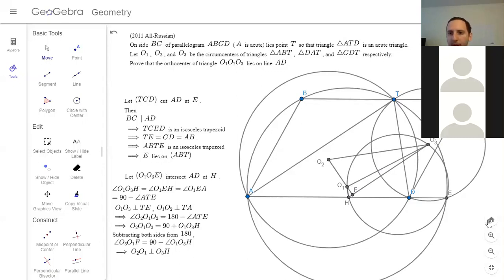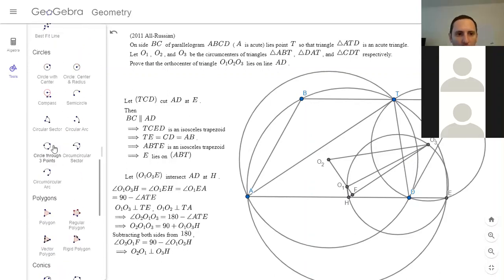Yeah, you guys see what I'm saying? I wonder if there's an additional step we need here. Like, I agree that O2O1 is perpendicular to O3H. I agree with that. But then we can similarly do this for the other side? Yeah, but if we prove it for the other side, how do we know that H is the same point? Because basically, we defined H to be the intersection of the circle. Yeah, so I guess we have to show that.